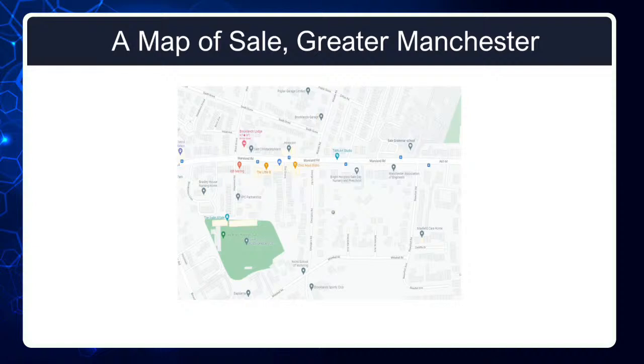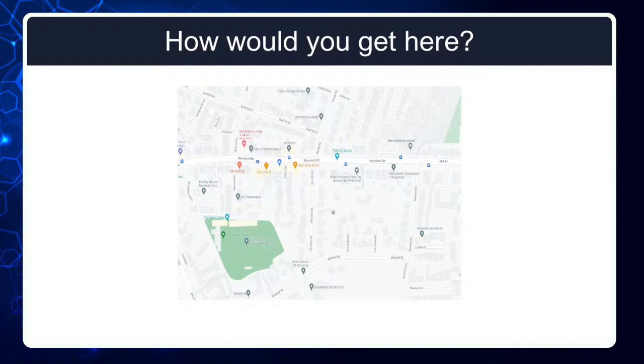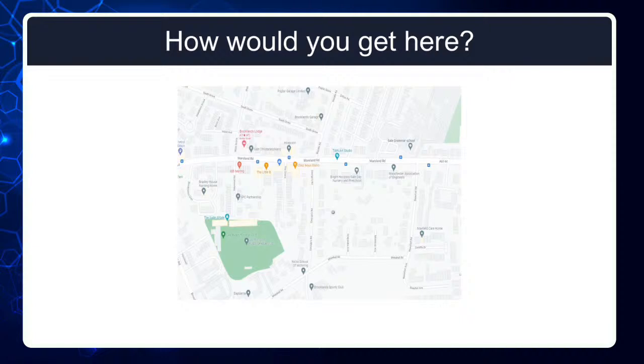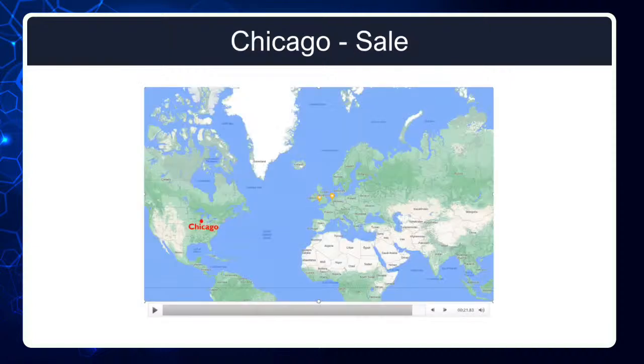So this is a map of Sale, where I live in Greater Manchester, and it's very useful if you want to get around Sale. But if you want to get to Sale, it's of no use to you whatsoever, because it's zoomed in to a level of detail that is not useful to you. If you want to know how to get to Sale, you need to take a bigger picture view by zooming out. And if you want to get to Sale from a long way away, you need an atlas view rather than a street view.